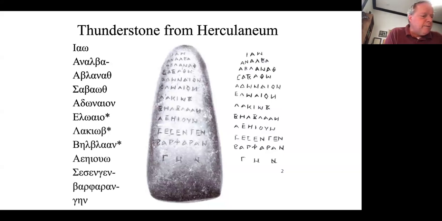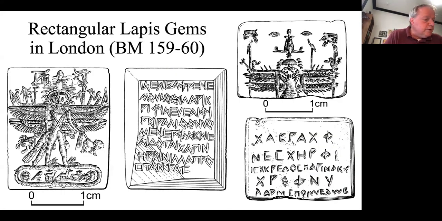Yao, Ablanathanalba, Sabaoth, Adonai, etc. And the 7 vowels, and then Sesengen Bar Farangen. As it turns out, a small minority of these pantheist gemstones do have a rectilinear shape, such as these 2 lapis gems in the British Museum, one of which is missing its bottom half.